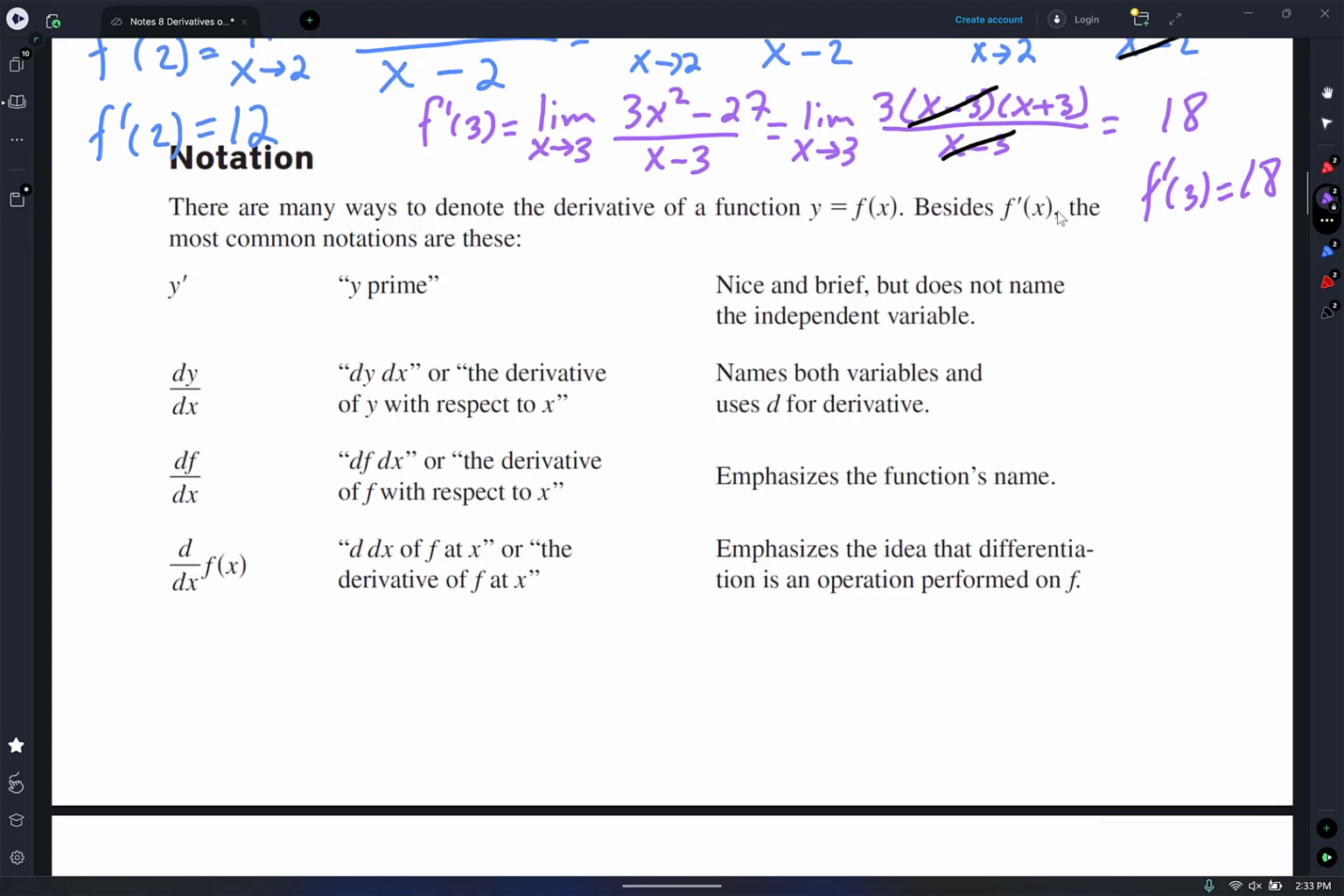All right, here we go. Notation. You guys ready? All these mean first derivative, or one derivative. First derivative. So how do you pronounce it? Y prime. Let's put a little prime on it. This is dy dx, or the derivative of y with respect to x.